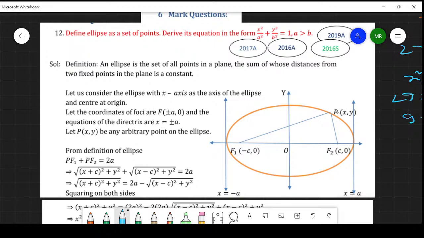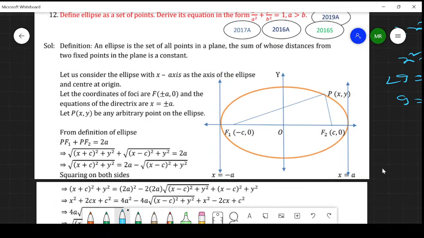So this is the point P on the ellipse. The sum of the focal distances, P F1 plus P F2, is constant. That is what they are saying here. Always remember in the ellipse, P F1 plus P F2 is constant, which is always equal to 2a.